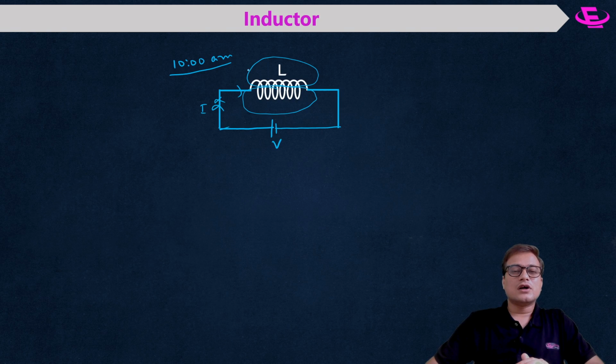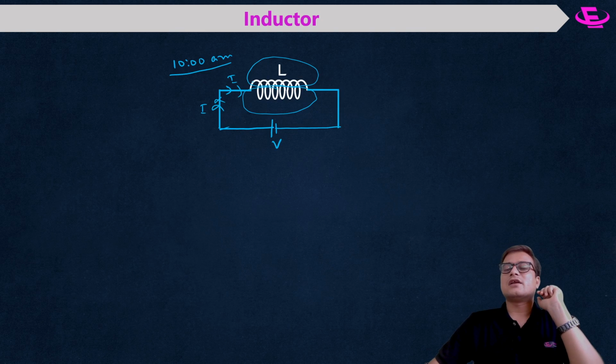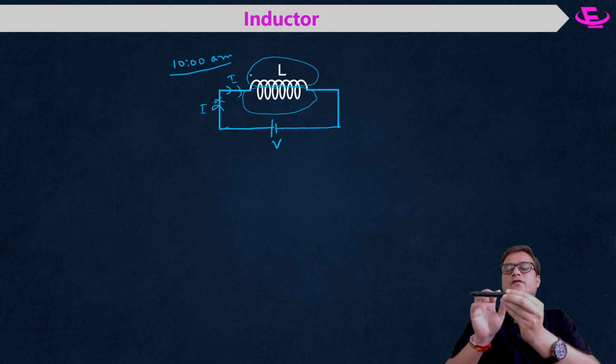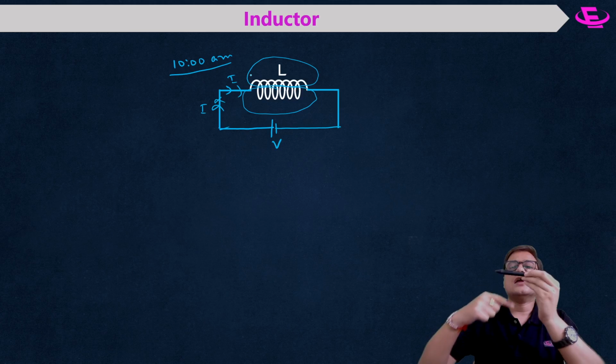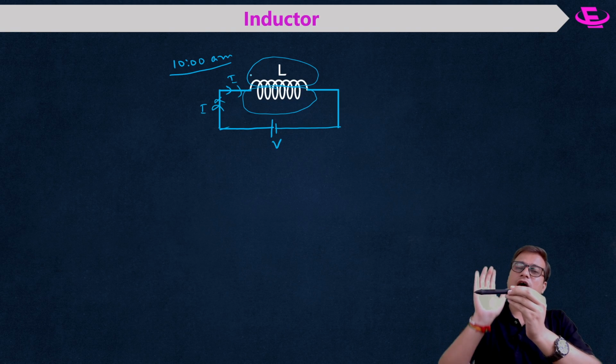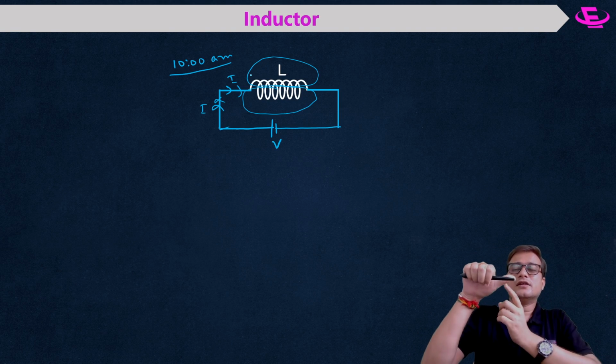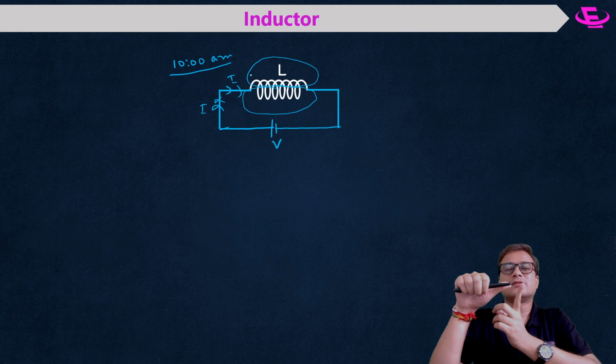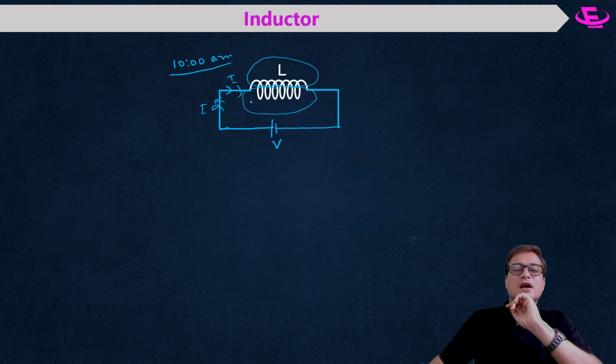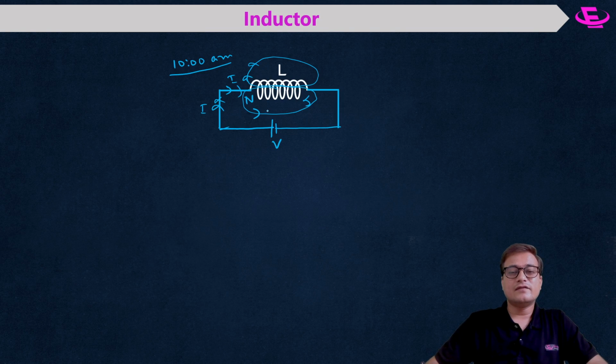Why? Because in an inductor, what happens if there is current? Then there will be magnetic field lines in the inductor. How are magnetic field lines created? If this is the coil and current is flowing like this, then this thumb will represent the north pole of the magnet. That means the inductor behaves as a magnet. It's its north pole, it is its south pole. So there will be magnetic field lines like this if there is current.